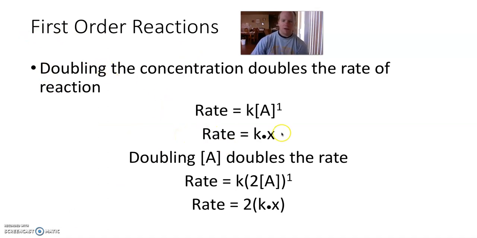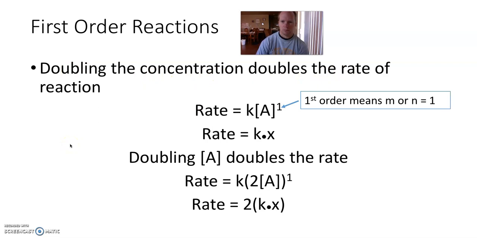Okay, good. All right, so first order reaction means this. If we double the concentration, we double the rate of the reaction. So our exponent becomes 1.